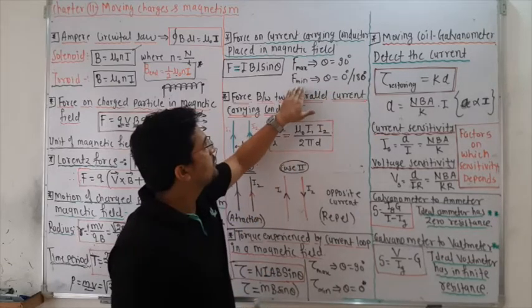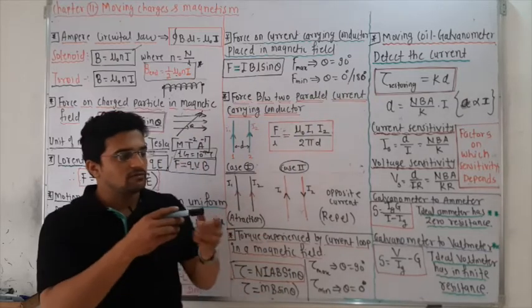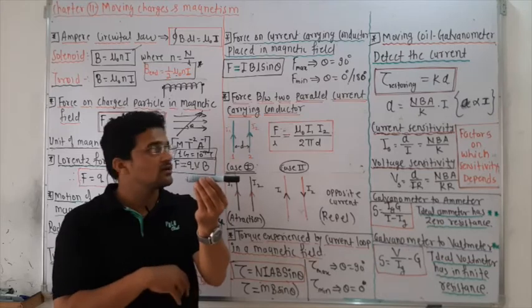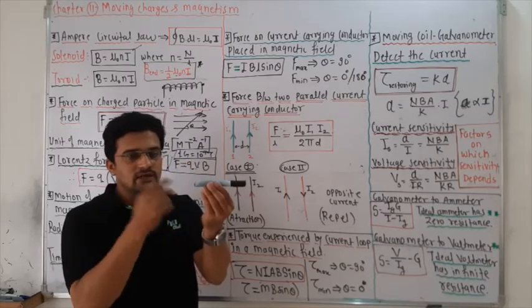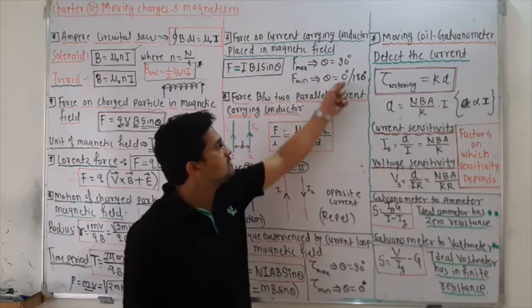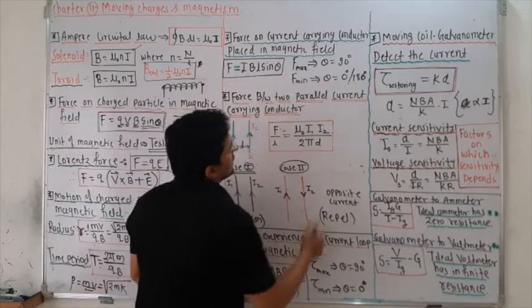And the force is minimum when theta is equal to 0 degrees or 180 degrees. Suppose the magnetic field is in this direction and you place the conductor like this, then no force is acting on the conductor. It doesn't matter whether you pass the current in this direction or that direction, so that's why 0 degrees or 180 degrees. Next is the force between two parallel conductors.